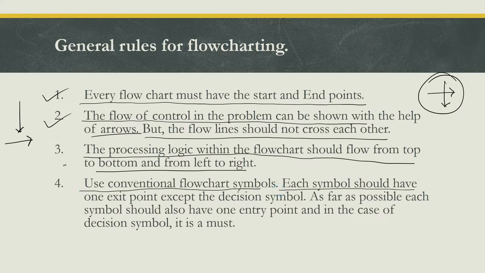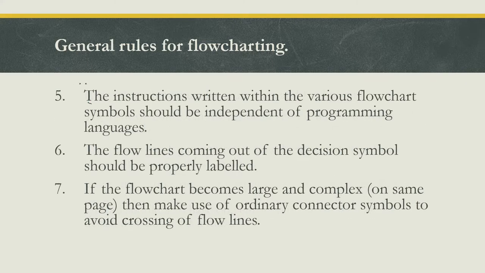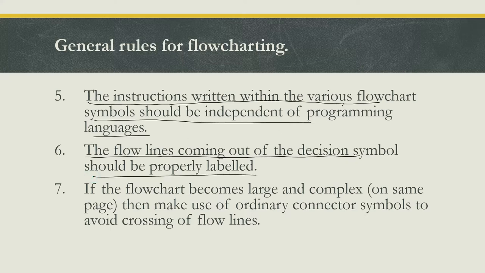Each symbol should have one exit point except the decision symbol. As far as possible, each symbol should have one entry point, and in the case of the decision symbol it is a must. You have to use flow lines for exit and entry points for each and every symbol if possible. Fifth, the instructions written within the various flowchart symbols should be independent of programming language. It must not be dependent on any programming language. The flow lines coming out of the decision symbol should be properly labeled, as I told you, true and false.